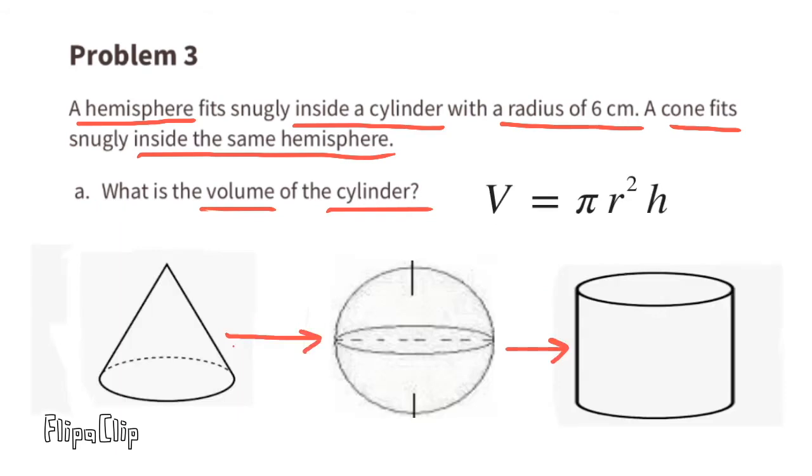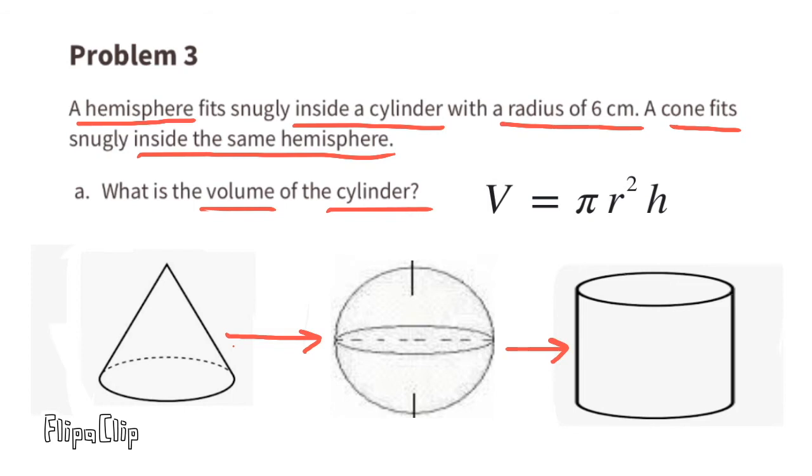there's a picture of a cylinder. In the middle, there's a picture of a sphere. So remember, this sphere fits snugly inside this cylinder. On the left-hand side, we have a cone, and the cone fits snugly inside the sphere. That means that the radius of this cone has the same radius as the sphere.